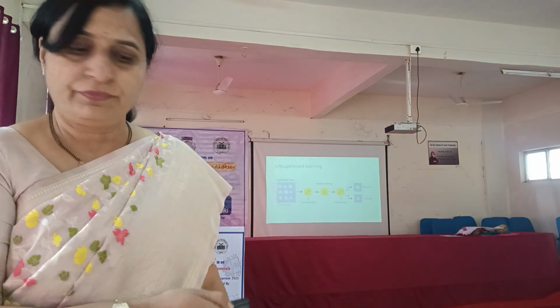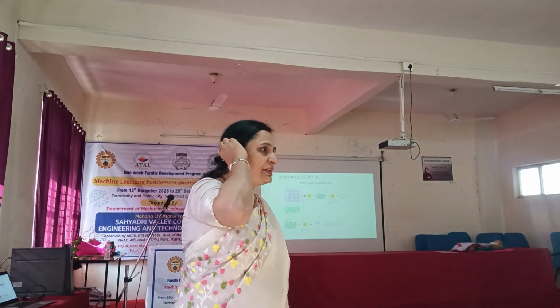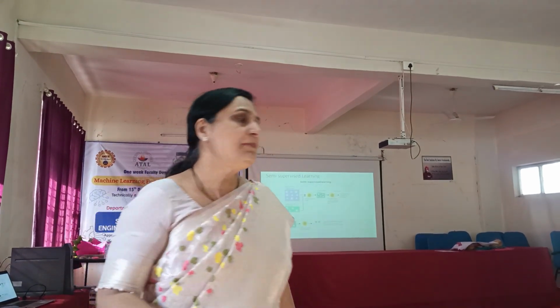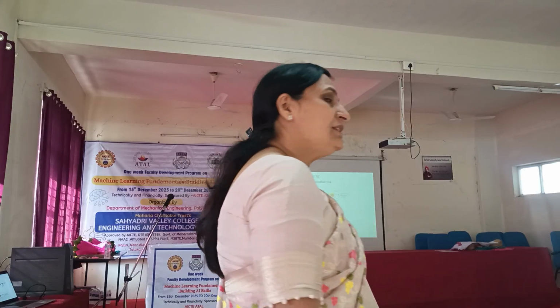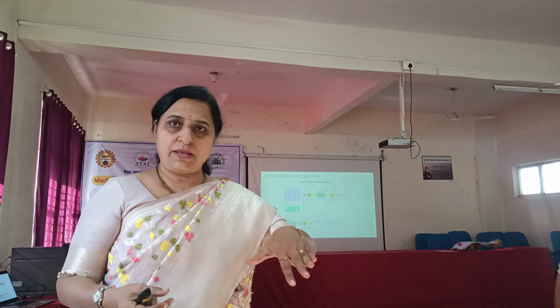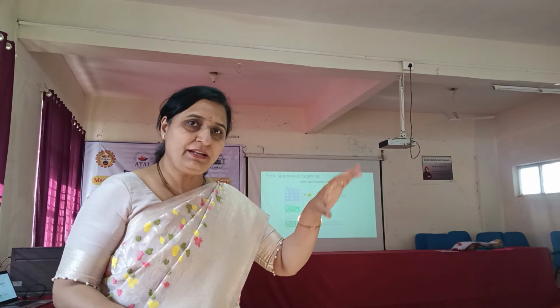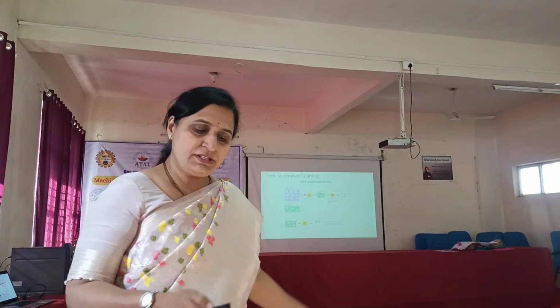Is it clear? Okay. The next type is semi-supervised learning, and self-supervised also. What is semi-supervised? It is a combination of both supervised and unsupervised. In supervised, labels are there. In unsupervised, labels are not there. So it is a combination of the same things.